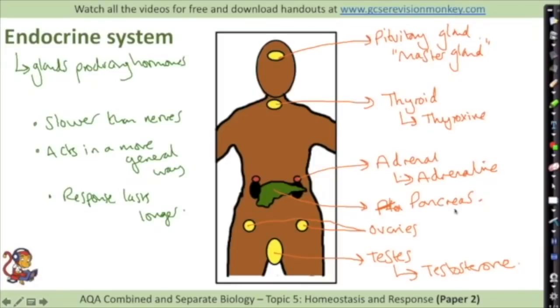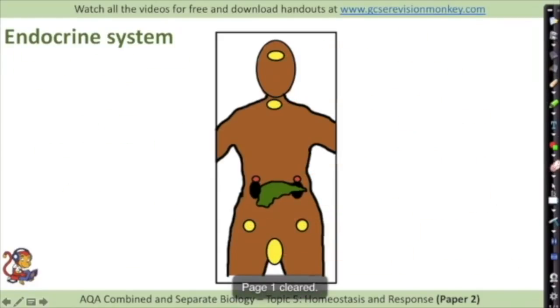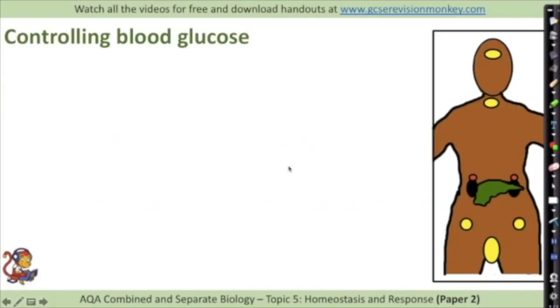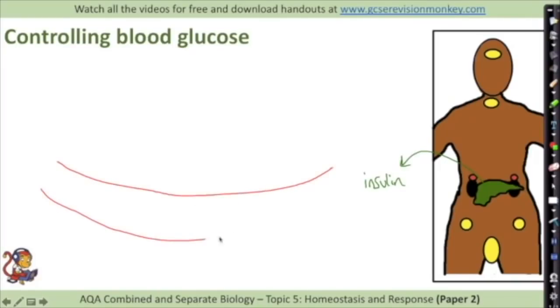We're going to look now at the pancreas in a little bit more detail because we're going to talk about one of the things that's important in homeostasis, which is controlling the blood sugar levels. So the pancreas is involved in controlling blood sugar levels because it produces a hormone called insulin. It's something that your body will produce all of the time, and what the insulin does is, if there's too much glucose in your blood, I'll just represent the glucose by a G.